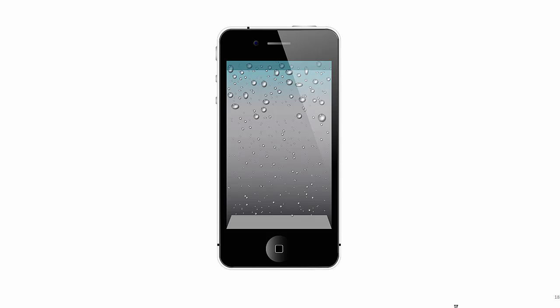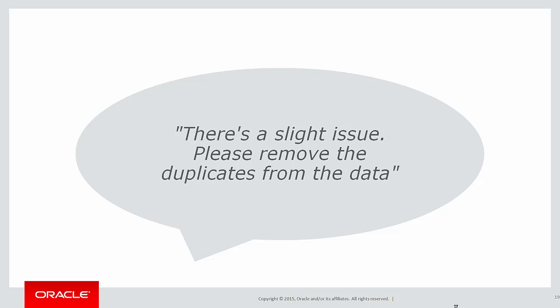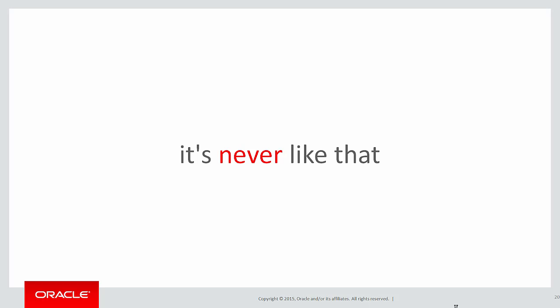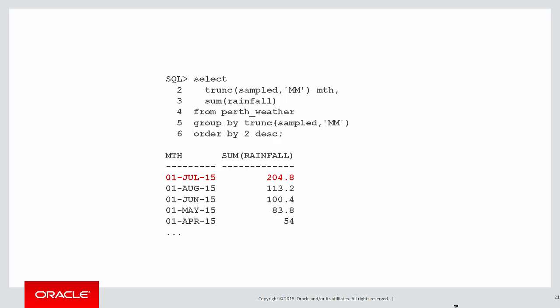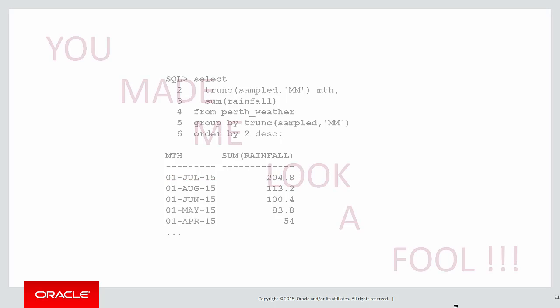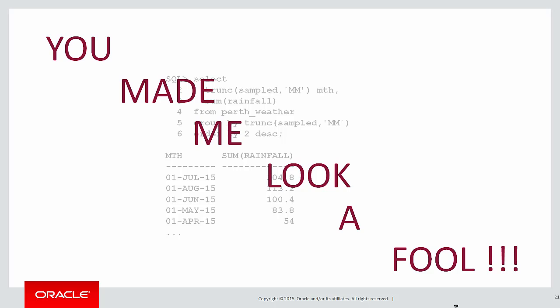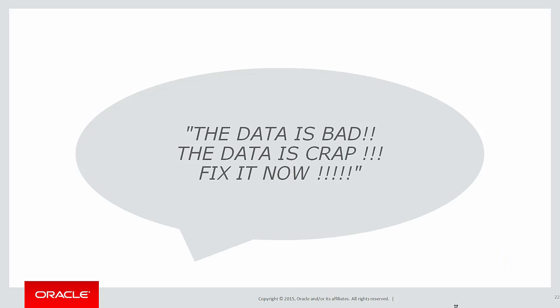And how many managers will say this to you? There seems to be a slight issue. Please remove the duplicates from the data. Of course they don't say this. What happens is, it's never like that. They go, here was my output, it's wrong, you made me look like a fool. This is what they send through as a requirement. The data's bad, the data's crap, fix it now. Your career is on the line all of a sudden.